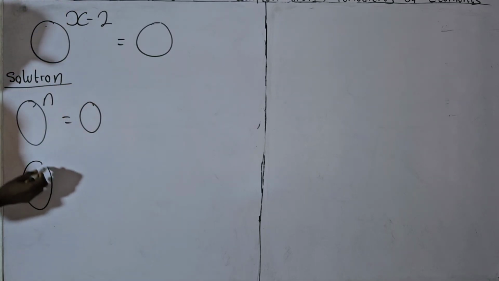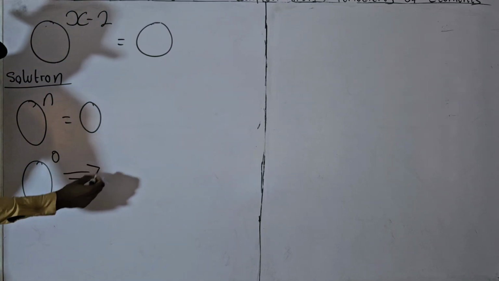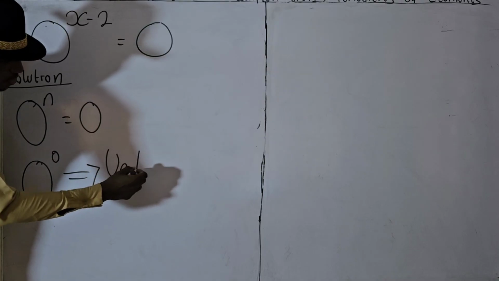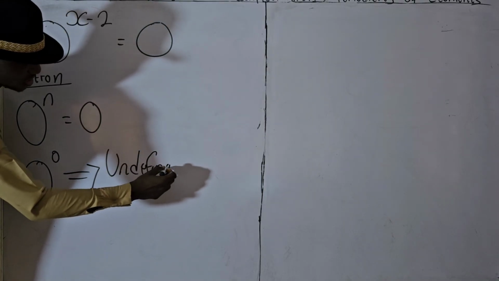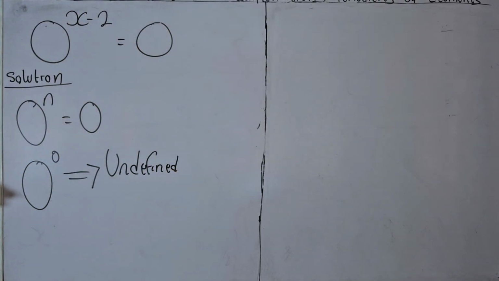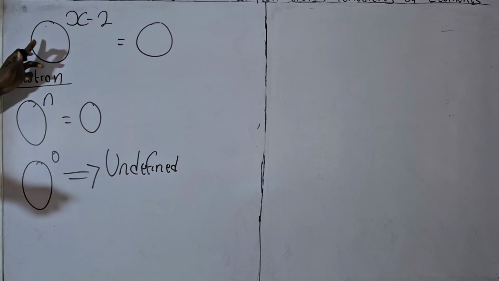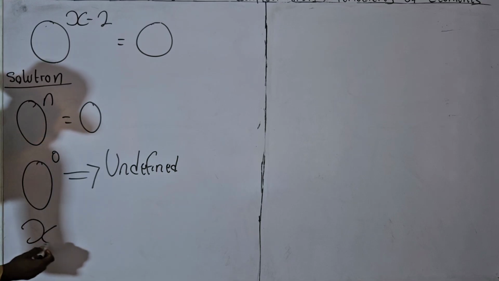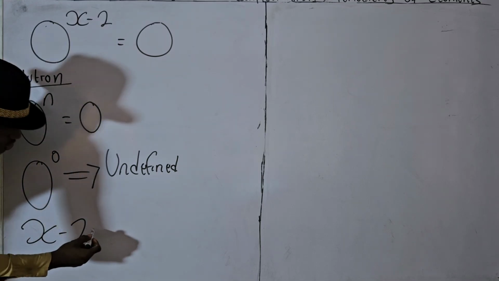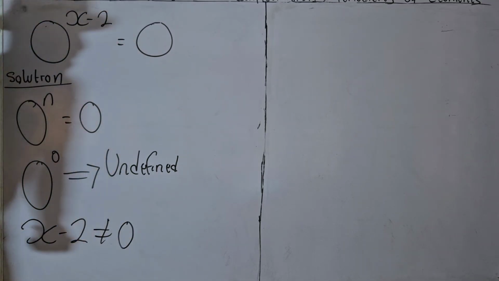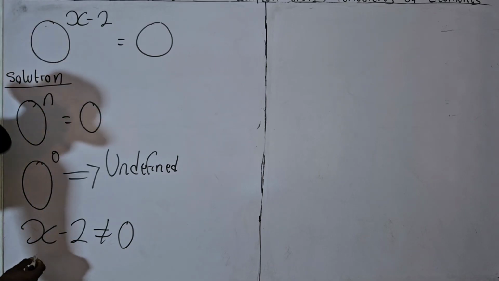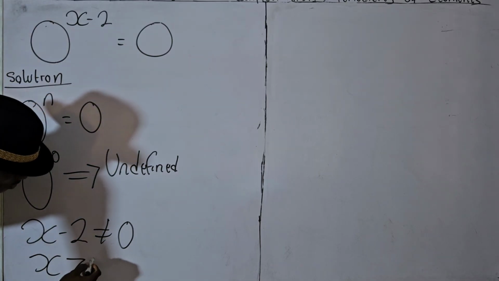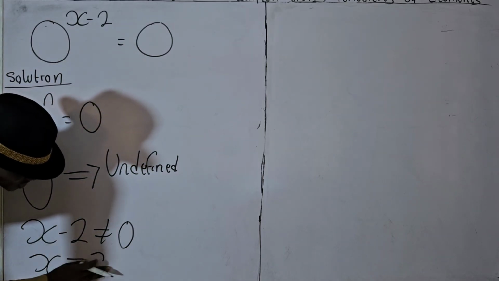Recall, if you have 0 raised to the power of 0, this will give you undefined. And that is where the problem lies. What does this imply? This implies that since the exponent of 0 on the left-hand side of the equation is x minus 2, x minus 2 must not be equal to 0. Are you following? So x can be any value that is greater than 2.